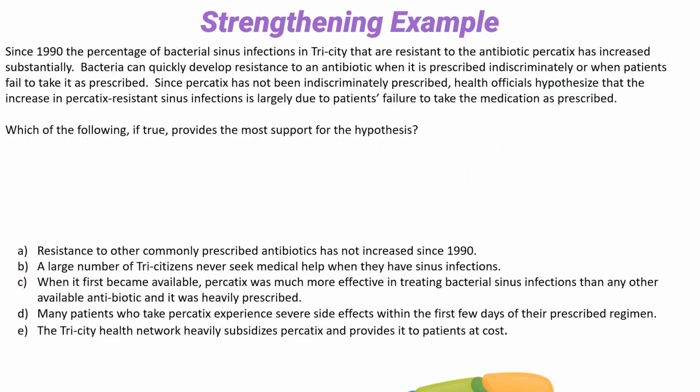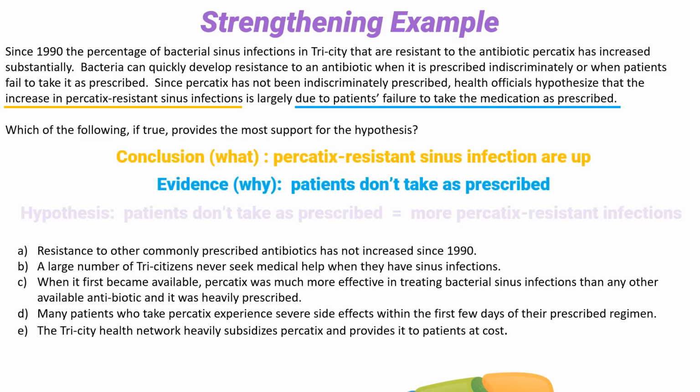This is a bit too long to read out loud, so read it to yourself and then we'll dive in. Okay, first, what is the conclusion? What's happening? Well, apparently there's an increase in percatix-resistant infections. All right, fine. Why is it happening? Well, it's happening because patients aren't taking the medication as prescribed. Now, we're being asked to strengthen or support that argument, so we are looking for a reason why patients aren't taking the medication as prescribed.